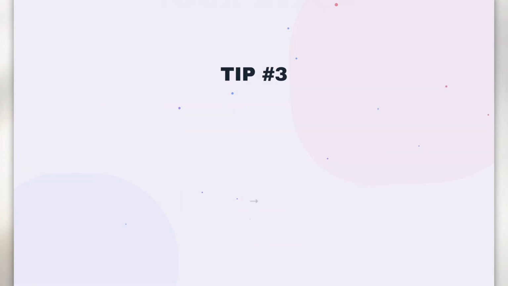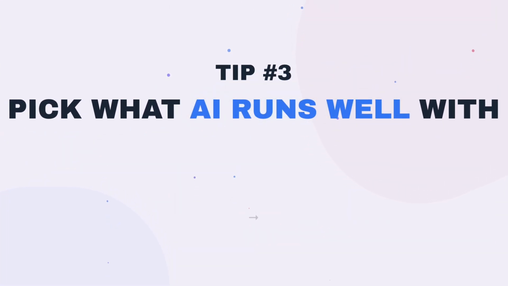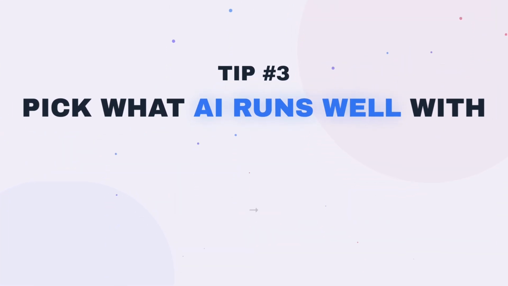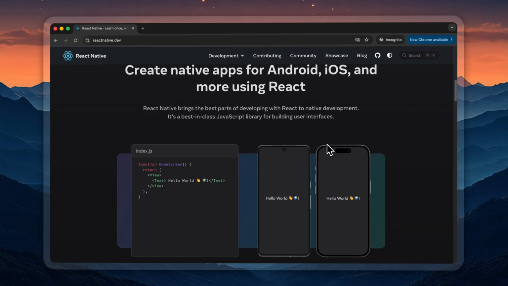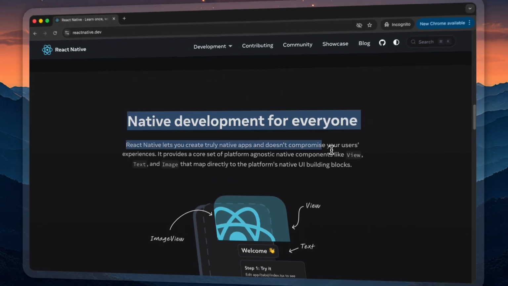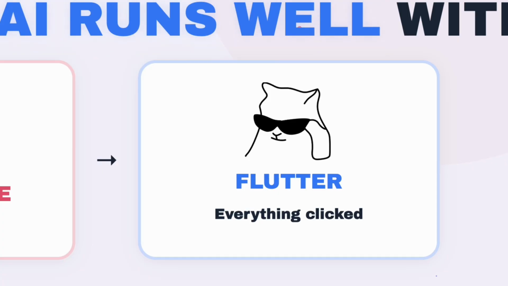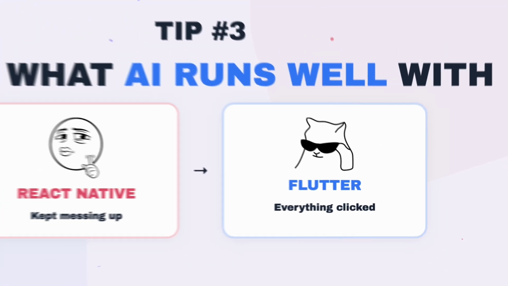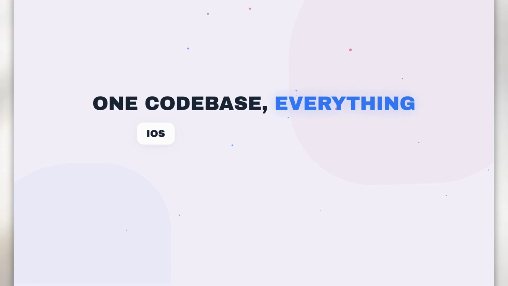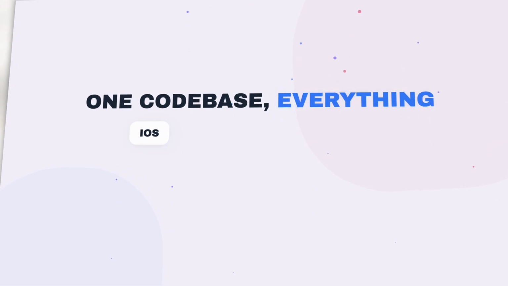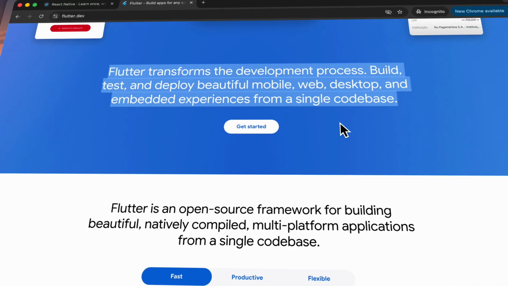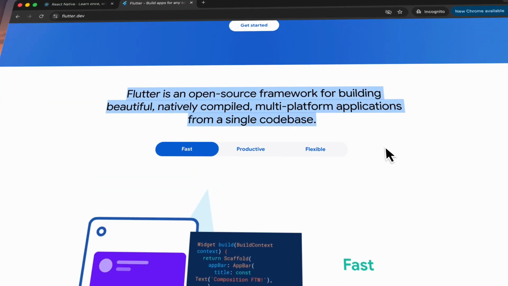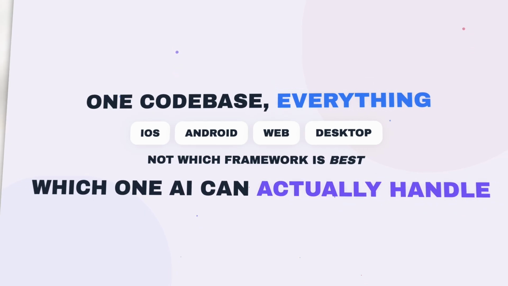Tip 3. Pick the framework AI runs well with, not the one you're most familiar with. My usual stack is React Native, so naturally I started there. Claude Code kept messing up. Switched to Flutter, and everything just clicked. Flutter lets you write one codebase for iOS, Android, web, desktop, pretty much anything. The point isn't which framework is best, it's which one AI can actually handle.